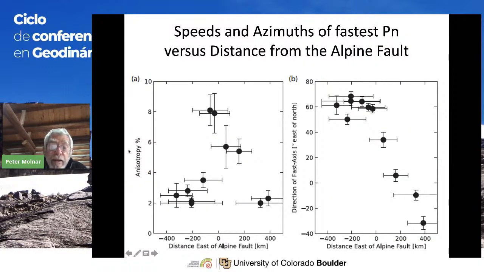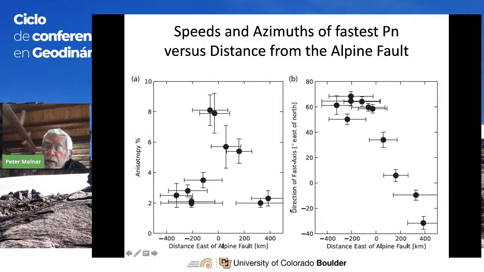If one plots the magnitude of the anisotropy, again, a couple of cases of 8%, as a function of distance from the Alpine Fault. So this would be on the northwest side, this would be on the southeast side, and the boxes, this is the width of the box used to get this average value. This is the scatter in the data. You see a peak near, but a little bit west of, the Alpine Fault, with rapid decay in times going away from the Alpine Fault.